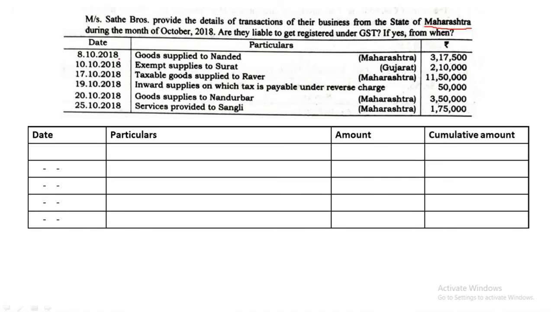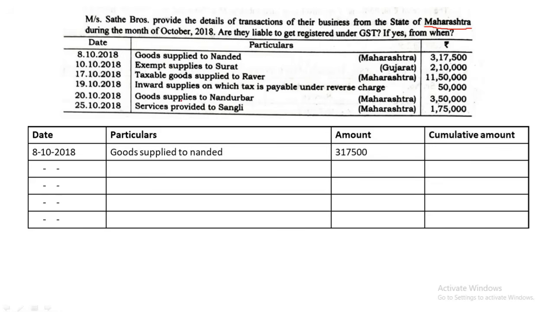First, on 8 October, goods supplied to Nanded. The moment you're supplying, it comes under aggregate turnover, so we will note that down. Date, particulars, and the transaction amount was 3,17,500. Second, on 10th October, again there is a supply. It doesn't matter whether it is exempted, tax-free, or taxable. If you're supplying, you need to add it.